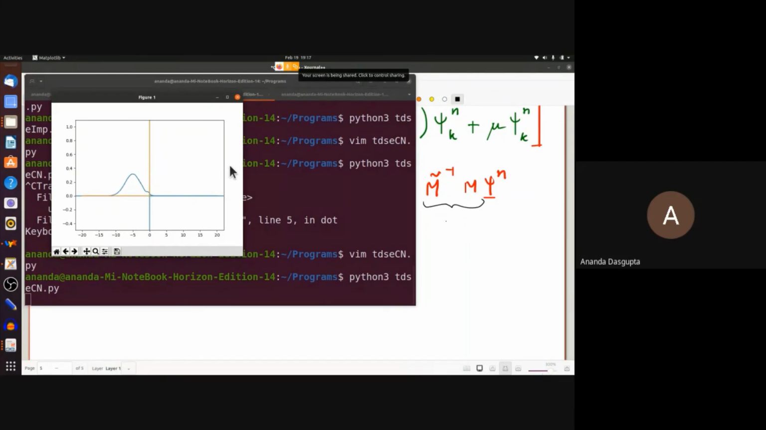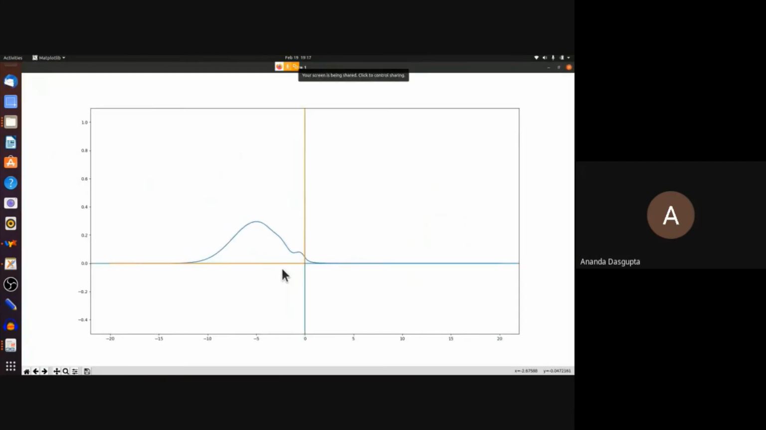But now it has spread enough and it just encounters the step. So you see reflection at the step. Okay, so here you see the effect of the step potential showing up.